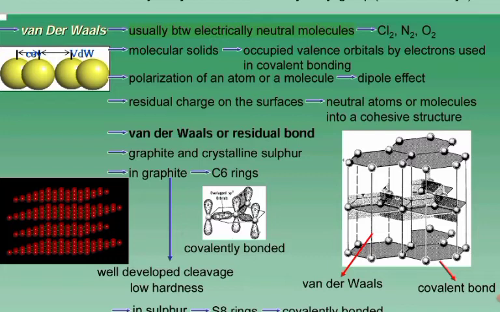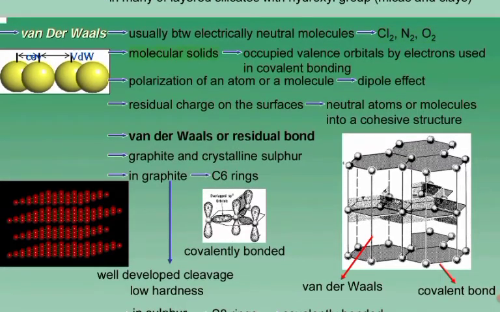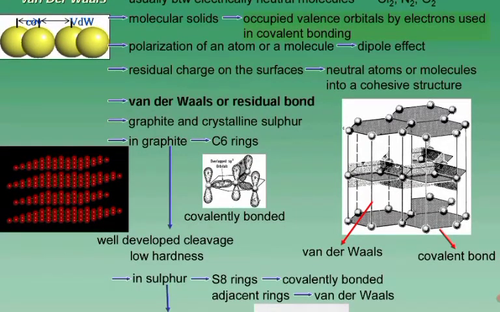Van der Waals bond. Usually electrically neutral molecules such as Cl2, N2, O2 form molecular solids. The occupied valence orbitals are the electrons used in covalent bonding. Polarization of an atom or a molecule gives a dipole effect, with residual charge on the surfaces, binding neutral atoms or molecules into a cohesive structure. This is the Van der Waals or residual bond.